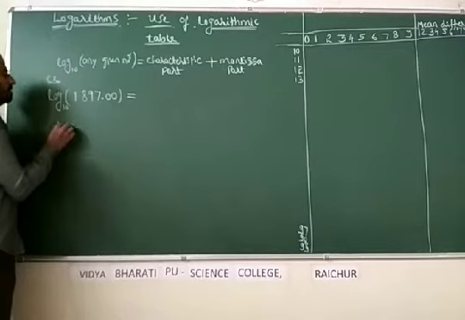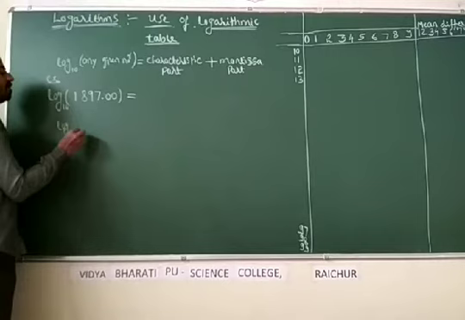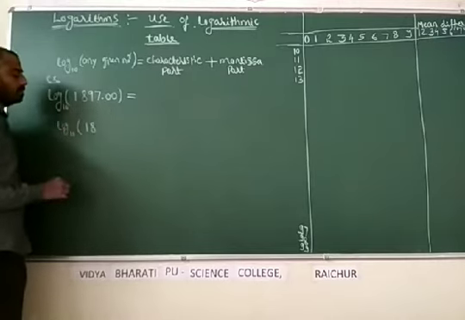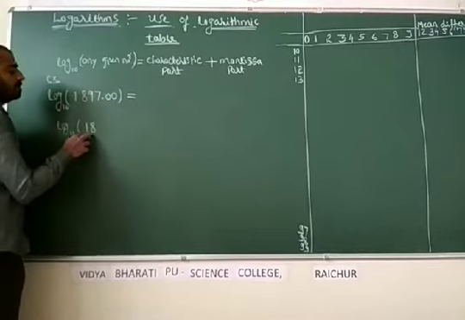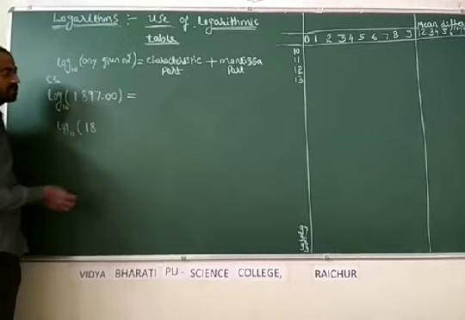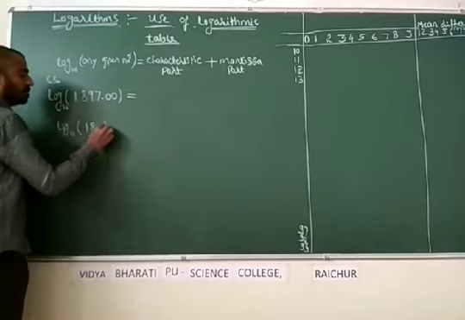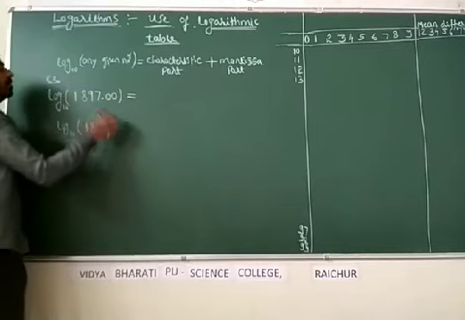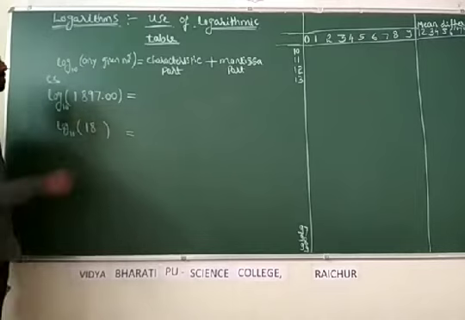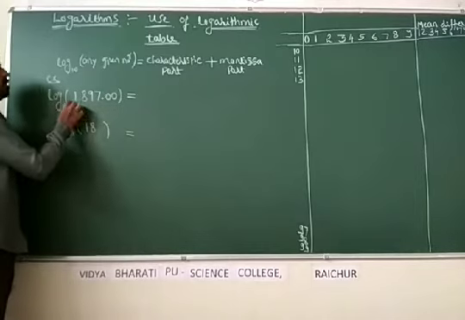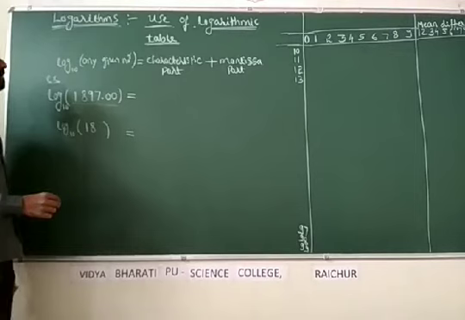Suppose I have been asked to find the logarithmic value of 18, then also we have to make this 18 of 4 digits. How can that be done? I will tell you in the next example. First, let me find the logarithmic value of this number, 1897.00. Look at this number, 1897.